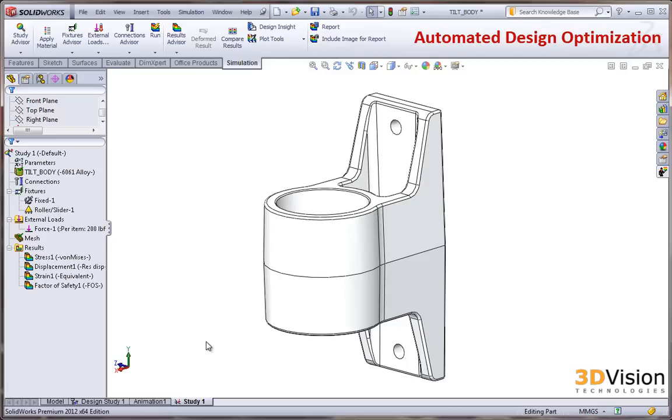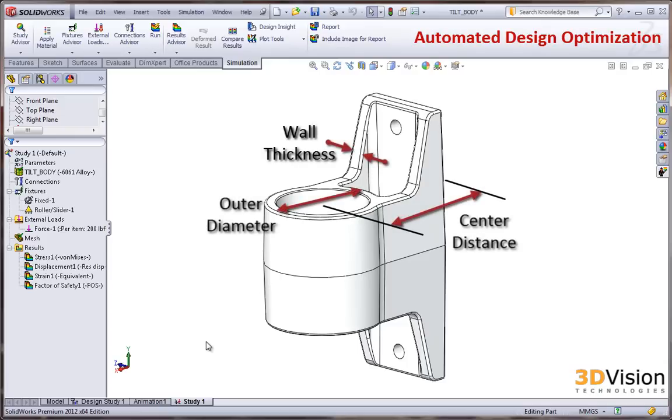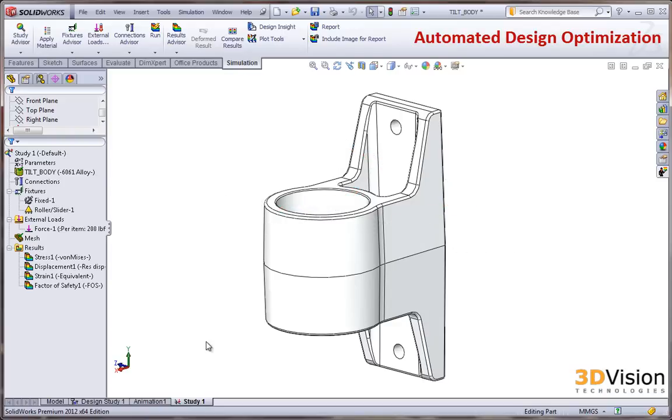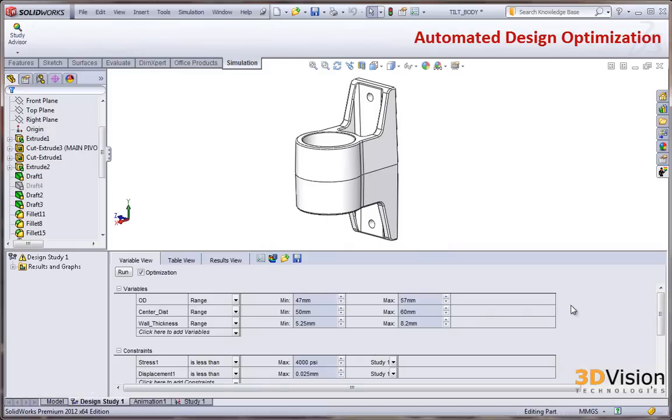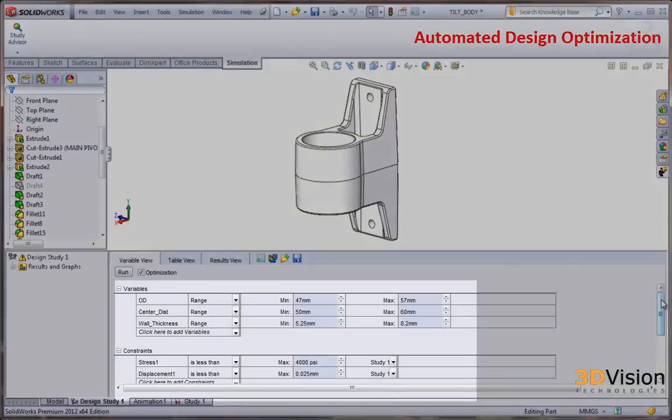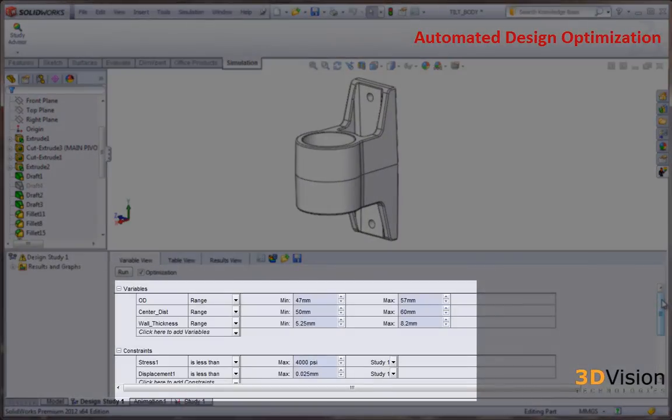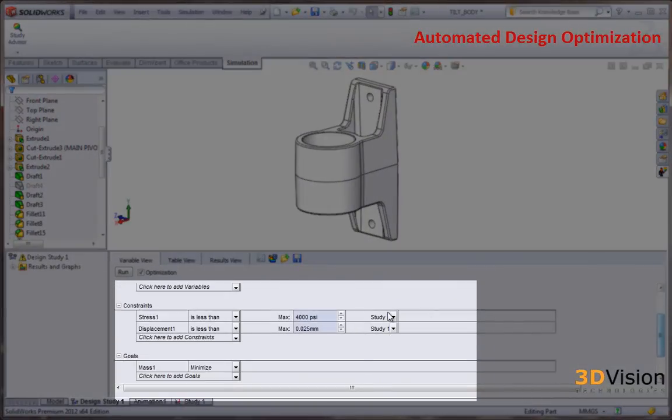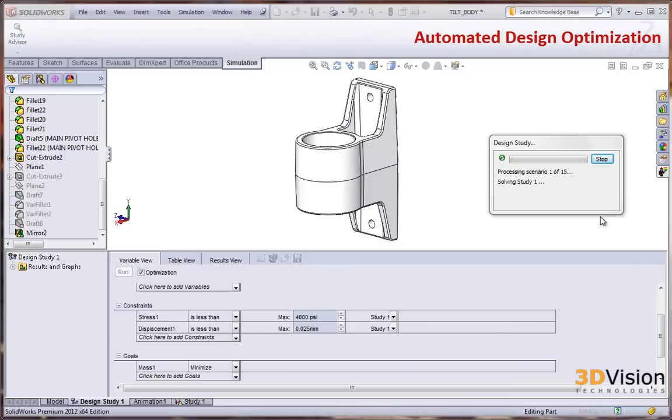Let's look at the dimensions that can change. In this case, it's the outer diameter, wall thickness, and the center distance with defined ranges. What combination of these 3 dimensions is the final solution? Well, let's ask Simulation Professional for the answer. Notice that in a few easy steps, we can define the variables and the constraints to be met. Our goal is to make this product as light as possible.